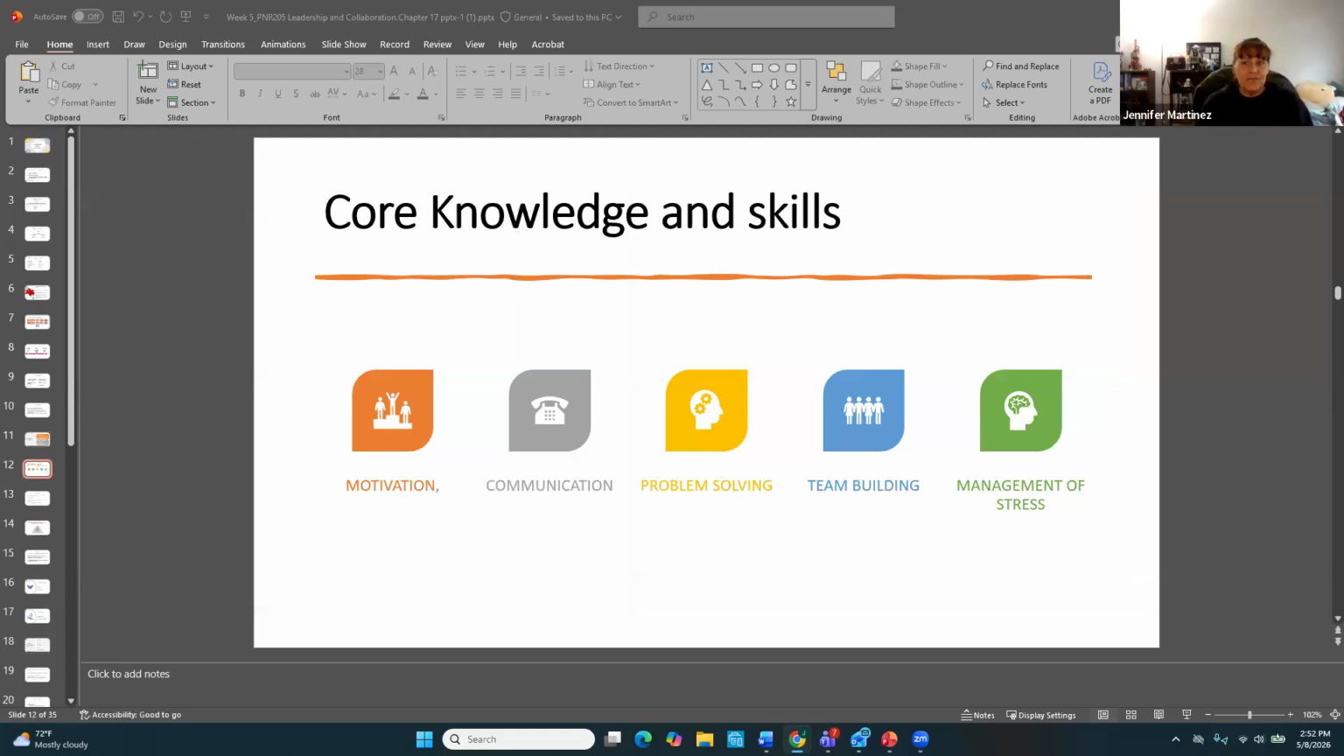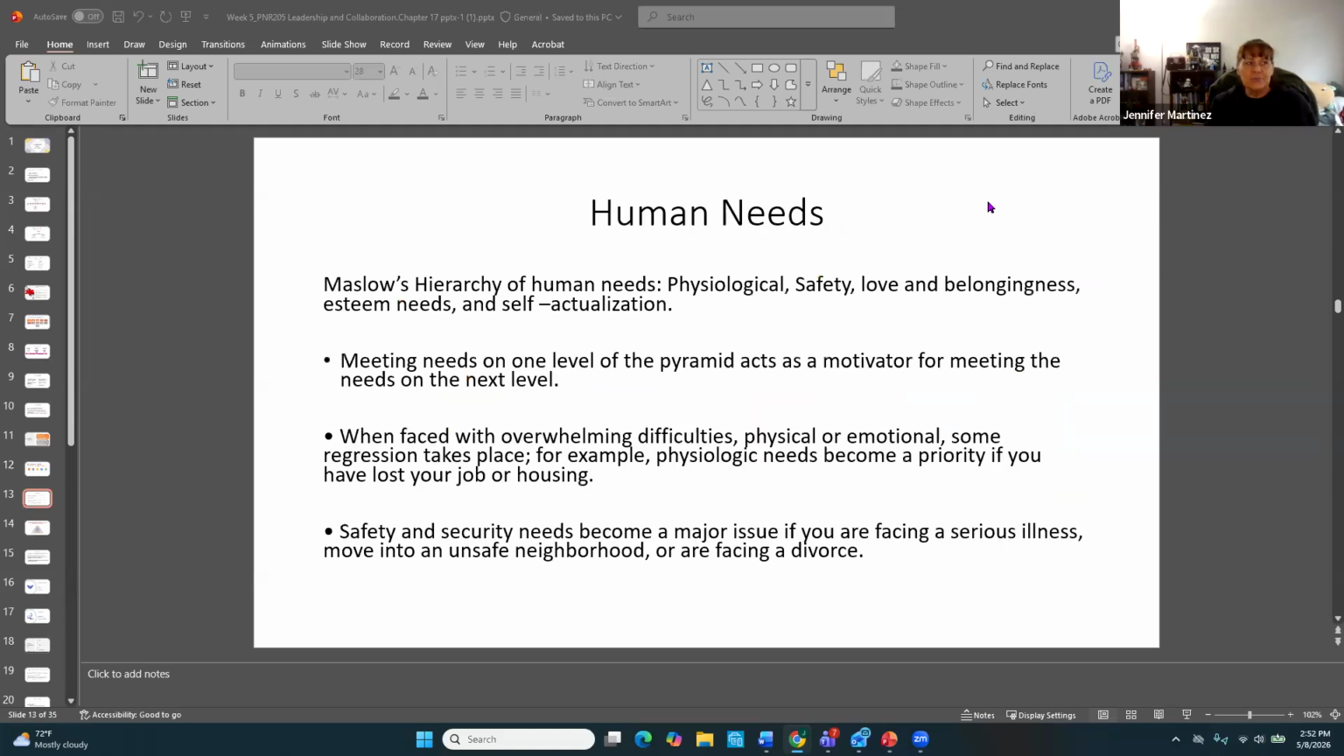Other things that we need to know for leadership: motivation. Leaders and managers need to know how to motivate their employees or coworkers to make sure that we are getting those goals accomplished. They have to have really good communication skills: verbal, nonverbal, and written. They have to be good problem solvers, so using that problem-solving process, team building. And then, like I said earlier, we need to know how to manage stress. Okay, so we look at all of those things together.